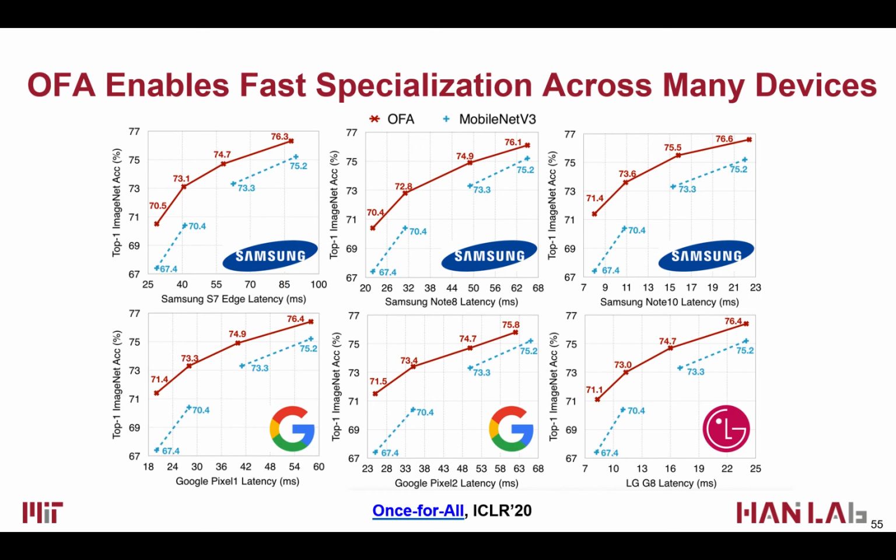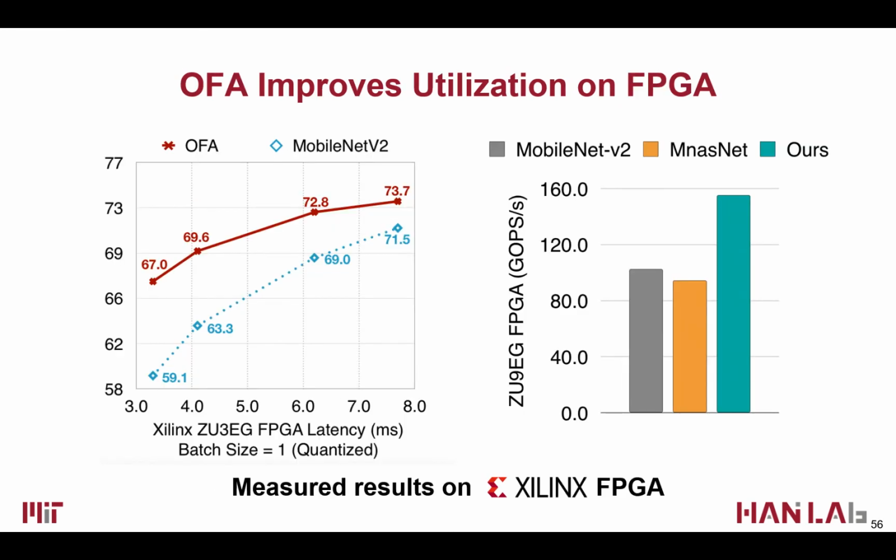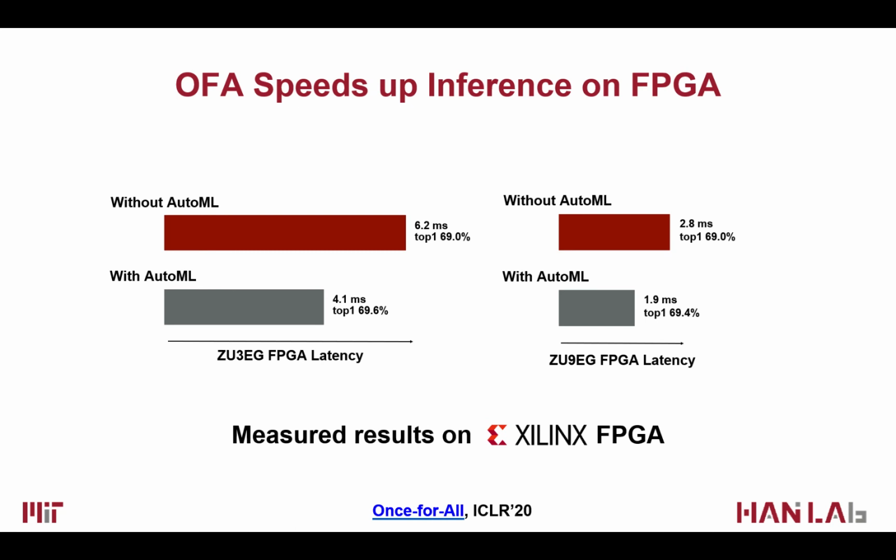These are all mobile devices, including Samsung mobile phones, Google mobile phones, and LG mobile phones. For FPGA platforms, we profile the utilization ratio of our specialized subnetworks. Once-for-all improves the GOPS per second by 70% compared with MobileNetV2 and 92% compared with MnasNet. So with improved utilization, once-for-all significantly improves the efficiency without loss of accuracy.